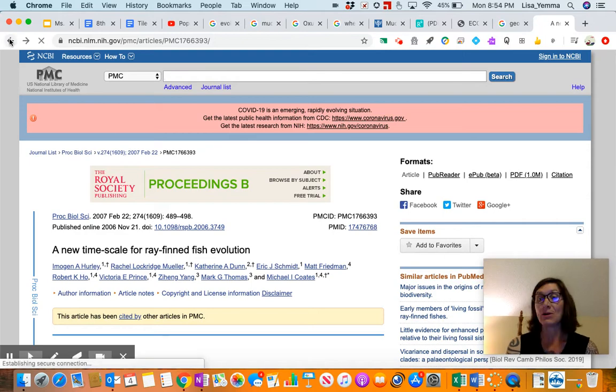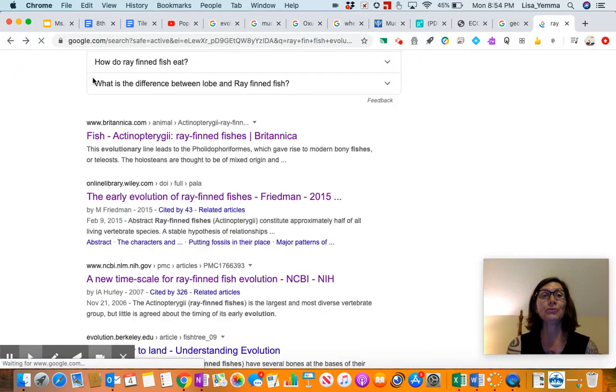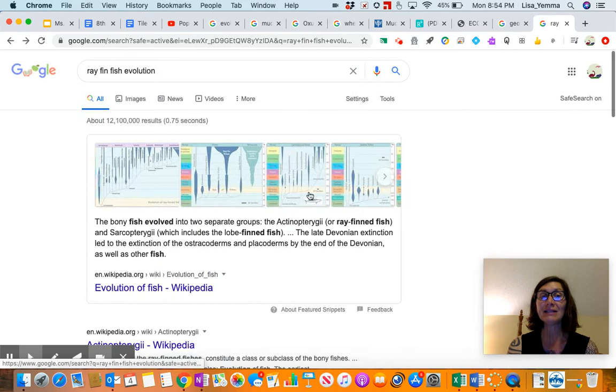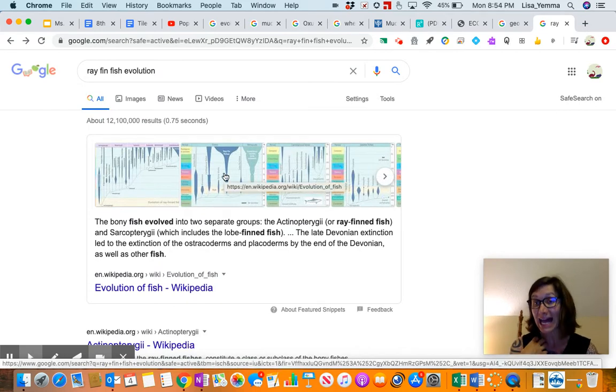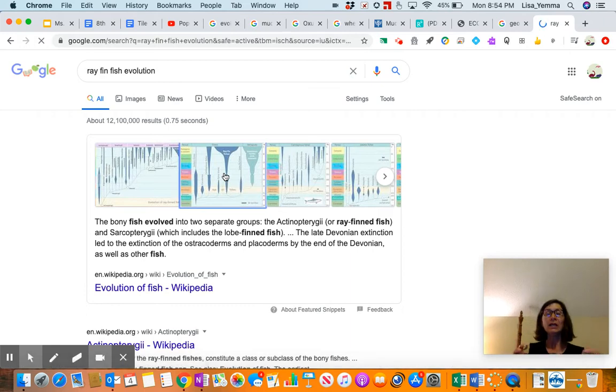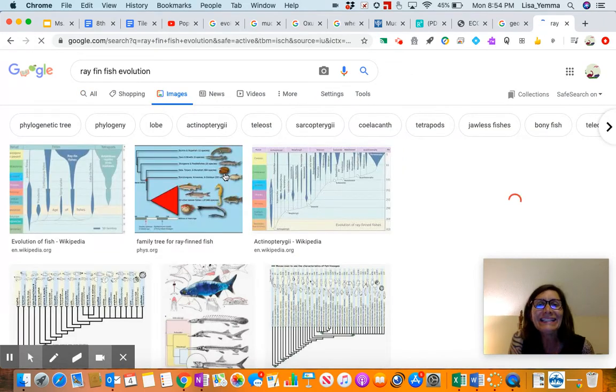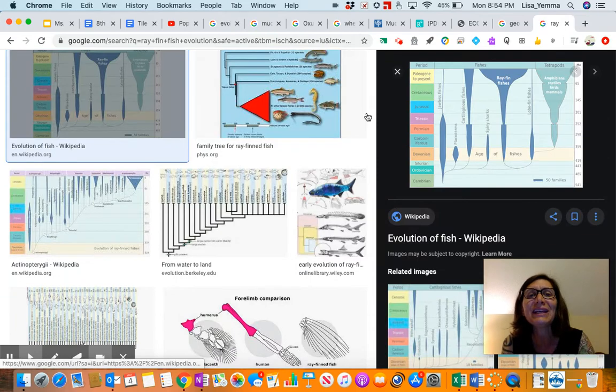So I'm going to go backwards here for a minute and go back to ray fin fish evolution and go back to these diagrams that I noticed. And one of the ones that kind of stuck out to my eyeballs, right, like what looked good was this one. The first one looks good, but it's so tiny. And my brain was like, I don't know if I can deal with all this tiny stuff. So when I looked at this diagram, I thought, whoa, this is kind of cool.